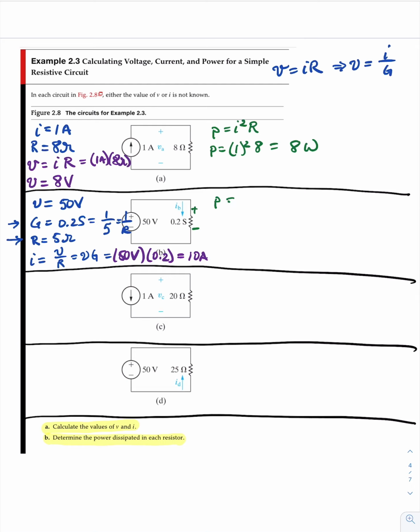But we can express power in terms of voltage, which is V squared over R, or V squared times conductance, since we're given conductance. So power is equal to 50 squared times 1/5, which is 0.2, which would give us 2500 over 5, which is 500 watts.